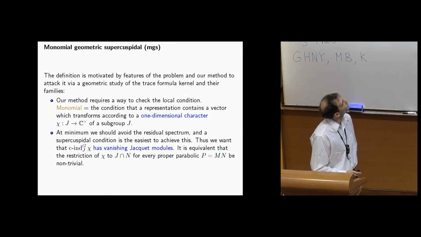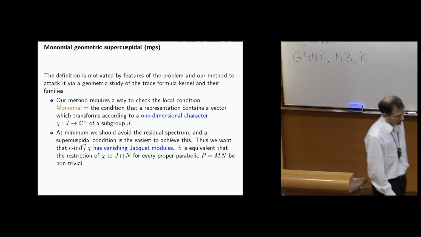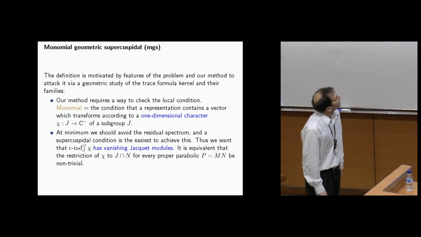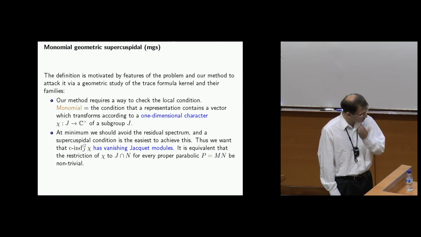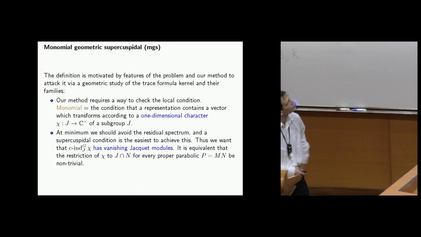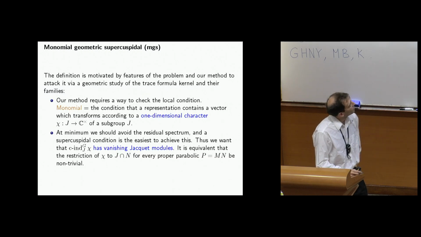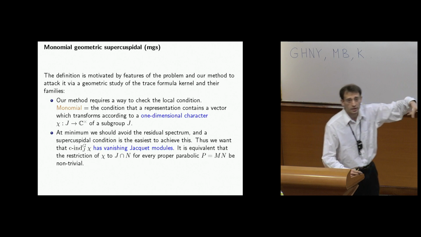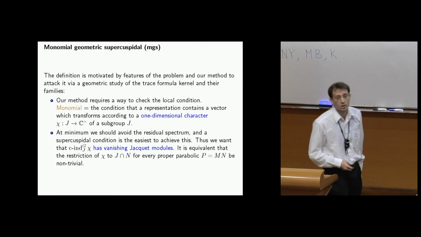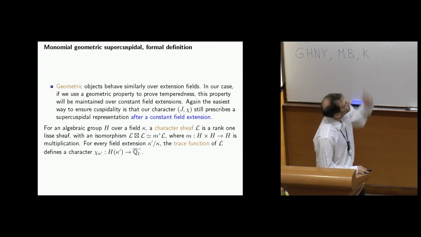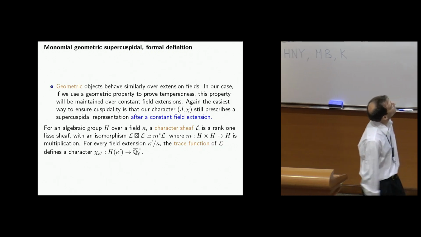So this monomial condition, so when I say compact induction, we're going to compact induce from a character. So we have definitely a one-dimensional character of an open compact mod center subgroup. We call it J. So for temperedness, residual spectrum, of course, is bad. So we want to be away. So supercuspidal is better for our situation. And so we want vanishing Jacquet modules. And it turns out that for a compactly induced representation, you can check this sort of geometrically, these Jacquet modules are such. And so geometric, I've already told you roughly what this means, this constant field extensions.